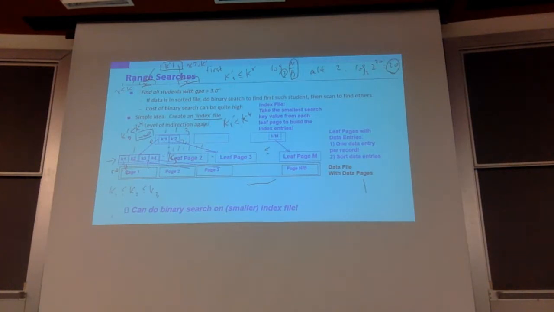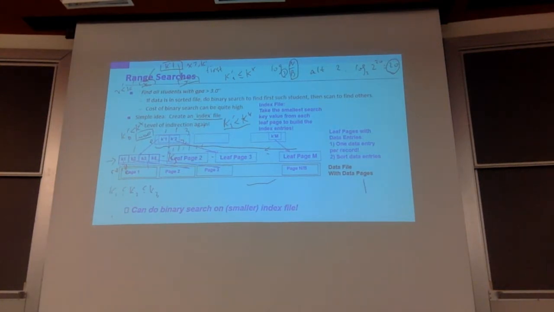So the idea of the entire search process is to do a binary search on the first layer of these index entries and find a suitable key that satisfies this condition. Search for the very last key that satisfies this condition, follow the right link of that key, and start your search for K star over there.